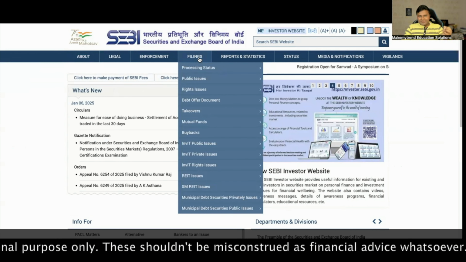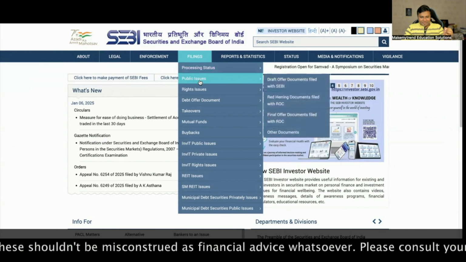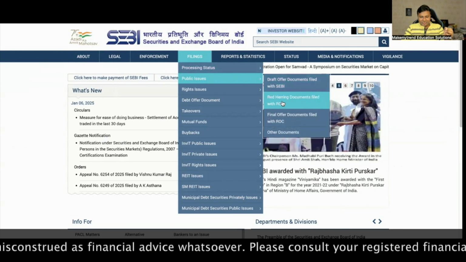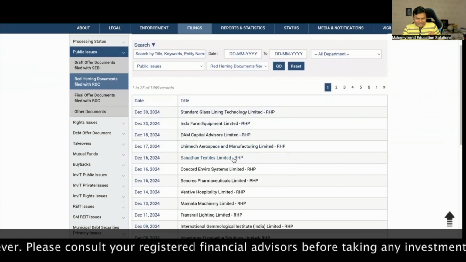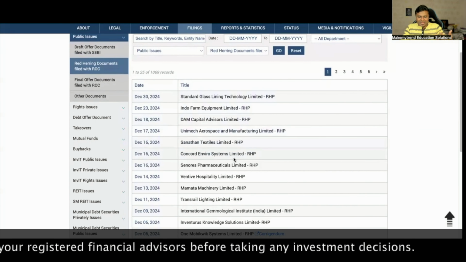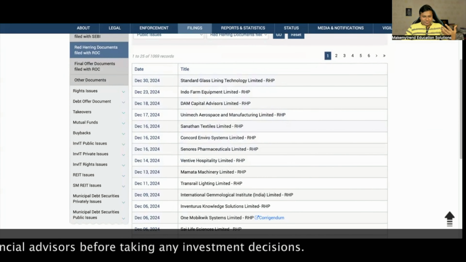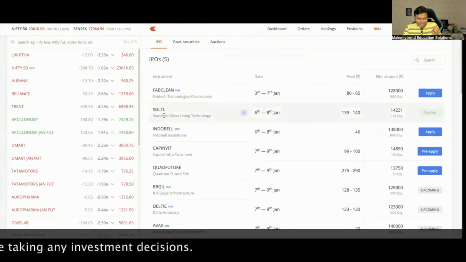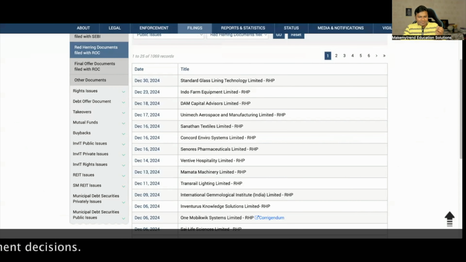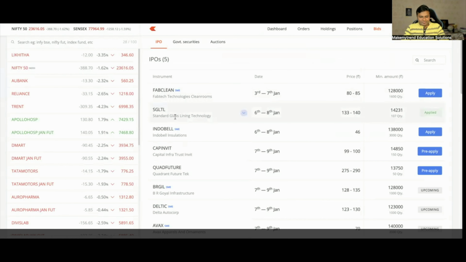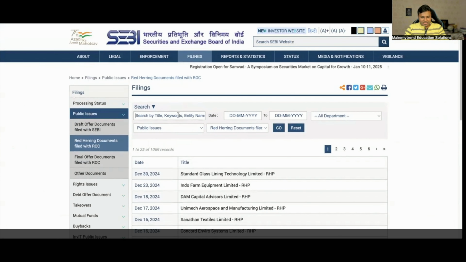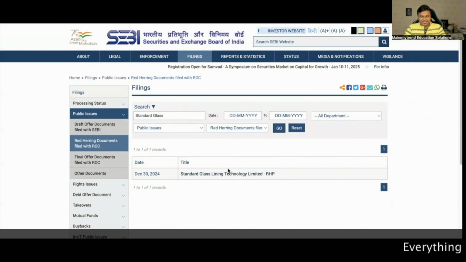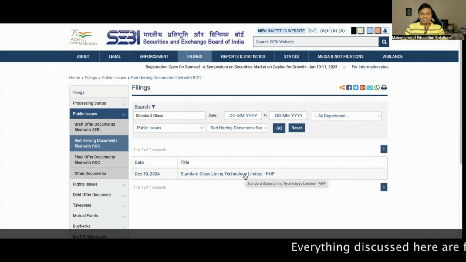Now, on the SEBI website, you can go to one of the placeholders called Public Issues and click on Red Herring Document filed with RoC. If you see here, all the recent Red Herring documents which are filed are available over there. Suppose the same IPO is available, then it is very easy. But in case you're not able to find the Red Herring Prospectus, you can copy the IPO name, go there, key in the title and click on Go. You will be able to find the RHP, or the Red Herring Prospectus document.